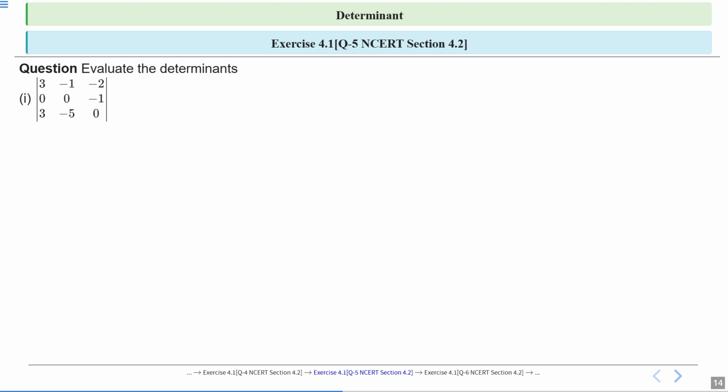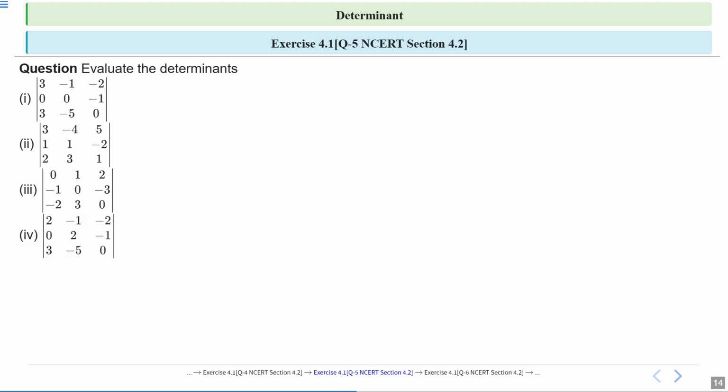So the next question is, evaluate the determinant of the matrix 3 minus 1 minus 2, 0 0 minus 1, 3 minus 5 0. This is of order 3 cross 3. The second question is also of order 3 cross 3: 3 minus 4 5, 1 1 minus 2, 2 3 1. Then 0 1 2, minus 1 0 minus 3, minus 2 0 0. So here there are 4 matrices of order 3 cross 3, and for all we have to calculate the determinant. Okay, try.